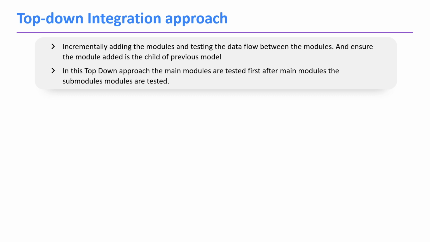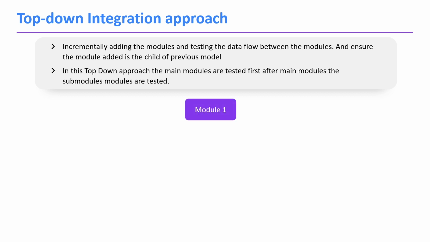In the top-down integration approach, first we develop the parent module or main module, then we develop the child module or sub-module. Then we integrate these two modules and test the data flow between them. And in the top-down integration approach, the testing is conducted from parent module to child module.